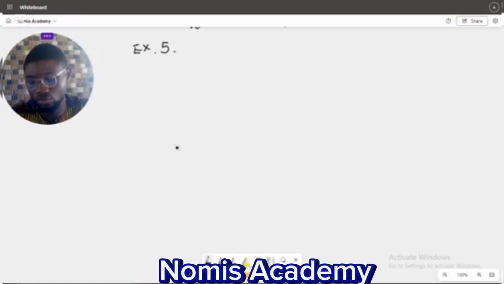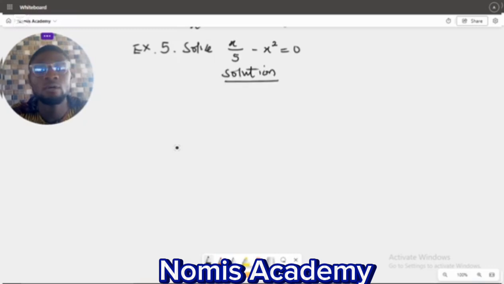We are asked to solve x all over 5 minus x squared equals 0. Having known that this x has a square, we know that it's a quadratic equation. So what do we get to do here? Can we go into the solution properly? Solution. First of all, to make it easier for yourself, can you make it a straight equation? How do I make it a straight equation so that I will not have a fraction?